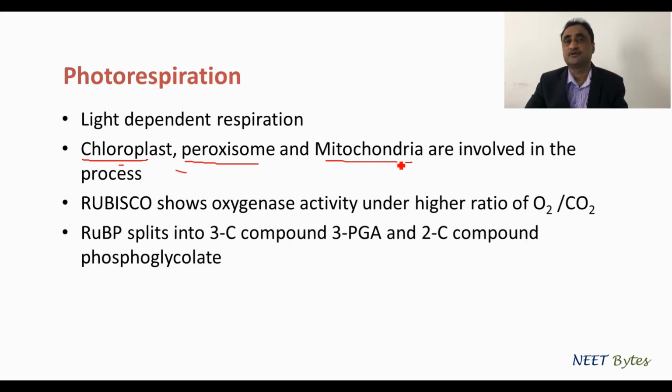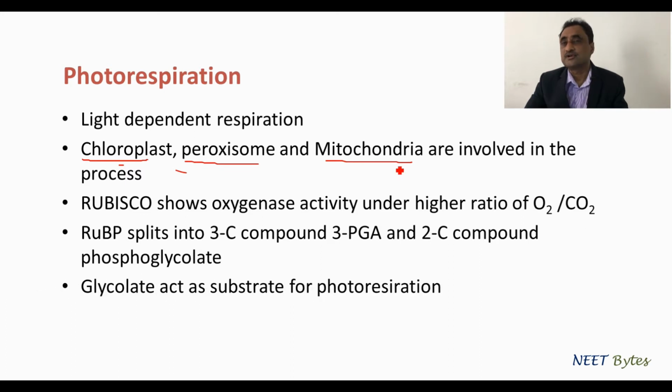So what happens here, the 5-carbon compound RuBP splits into two molecules, one of 3-carbon compound, another of 2-carbon compound. The 3-carbon compound is actually 3-PGA and the 2-carbon compound is phosphoglycolate, okay? And phosphoglycolate gets converted into glycolate, which is going to act as a substrate for the photorespiration, right?